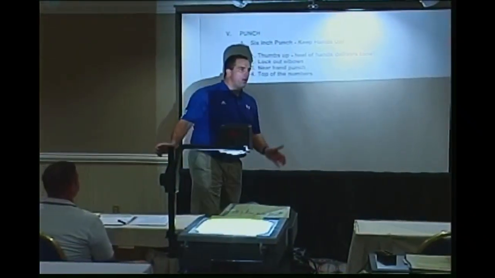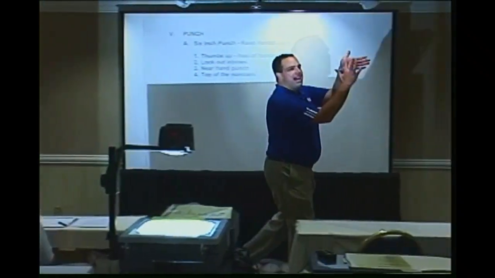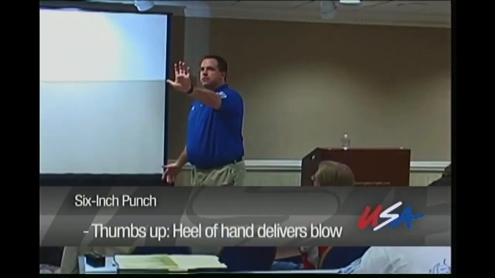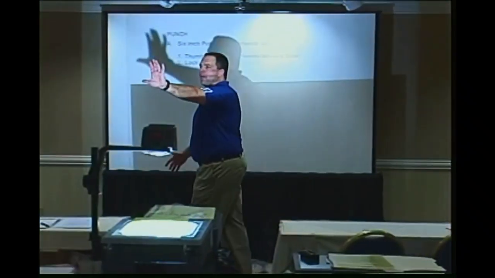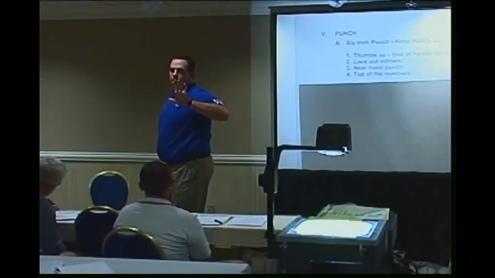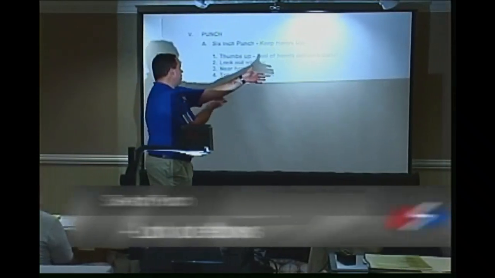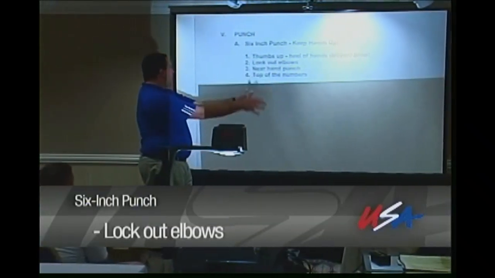And with that punch, this is what makes contact. The heel of the hand. All right? But it doesn't make it like that. Because as soon as thumbs go down, where do the elbows go? Out. Okay? Thumbs go up. Elbows stay in. All right? We want to lock out the elbows.